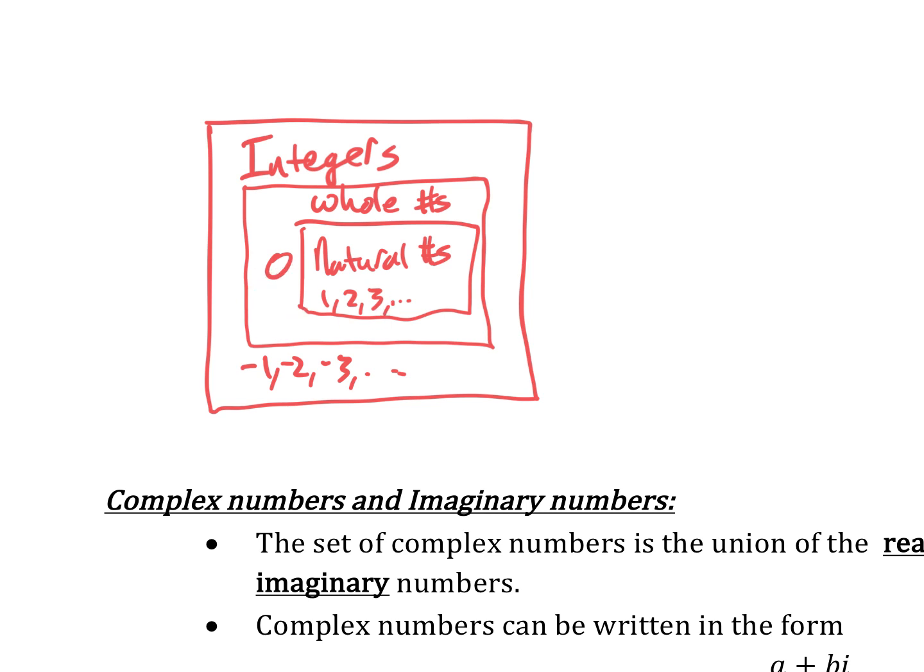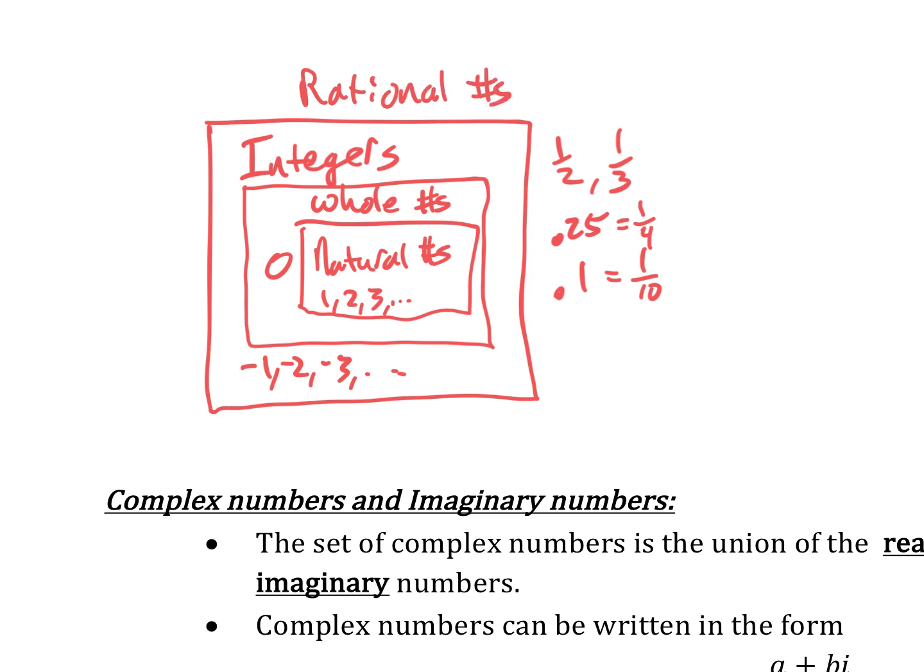And then you were introduced to numbers like a half and a third and 0.25 and 0.1, which is the same as 1/10. All these numbers can be written as fractions. And so that's the world of rational numbers.